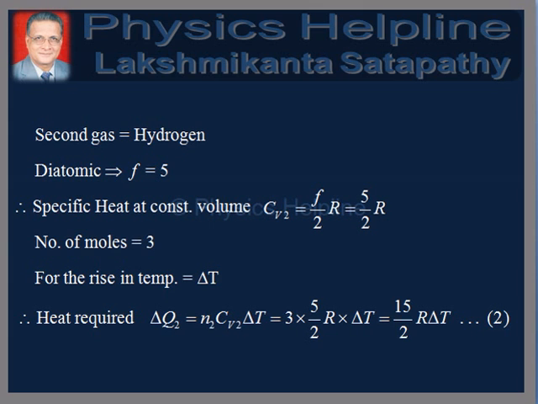The second gas is hydrogen. It is diatomic. Therefore, f is equal to 5. Therefore, specific heat at constant volume is given by Cv2 is equal to 5 by 2 into R. Number of moles of hydrogen is equal to 3. Therefore, for the same rise of temperature delta T, the heat required is given by delta Q2 is equal to n2 Cv2 into delta T. Putting the values and simplifying, we get delta Q2 is equal to 15 by 2 R into delta T.